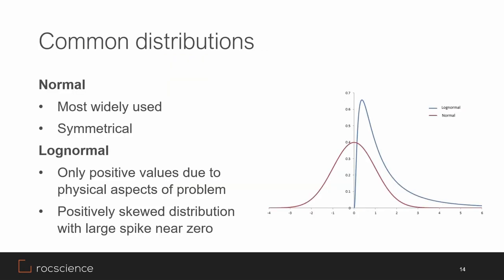Now let's talk about these statistical properties. First, distribution types. We have two common types of distributions in Slide2: normal and lognormal distributions. Normal distribution is widely used and it is symmetrical, while lognormal distribution is a positively skewed distribution with a large spike near zero. For the probabilistic analysis of geotechnical problems, it is recommended to use lognormal distribution because soil properties are always positive and lognormal distribution only gives positive values.